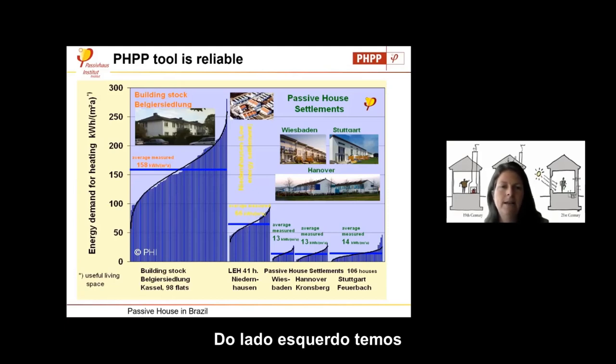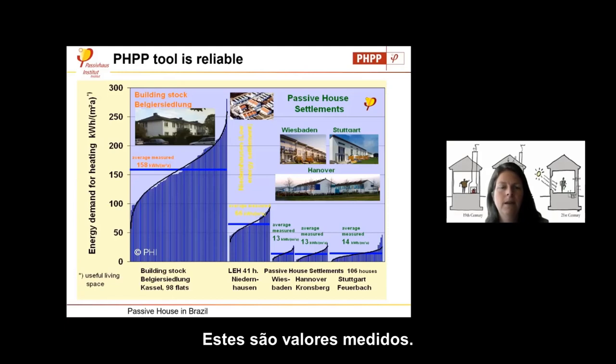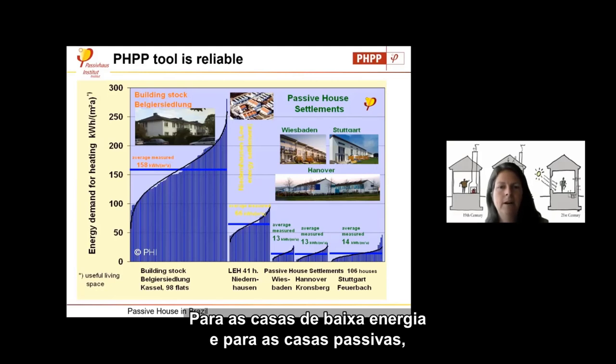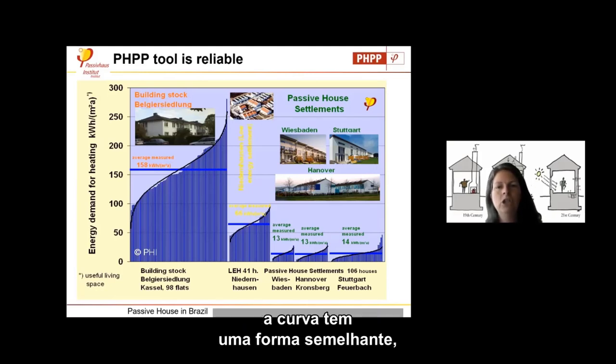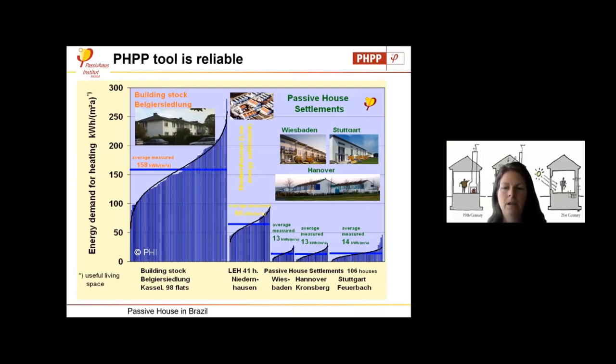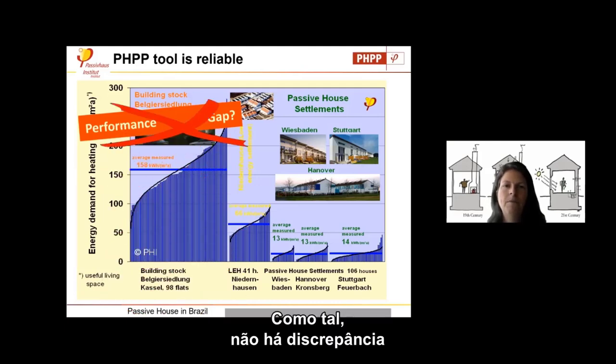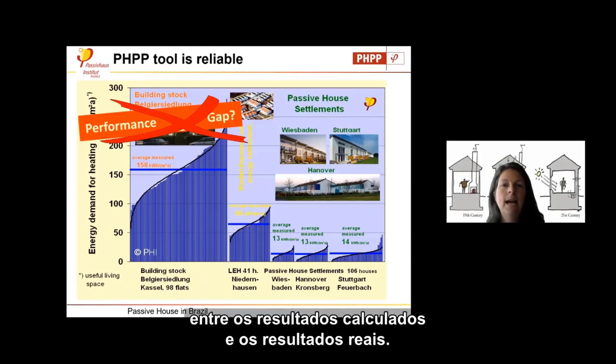Here on the left-hand side is the existing building stock, and the average is 158 kilowatt hours per square meter and year. These are measured values. And for low energy houses and for passive houses, the curve has a similar shape, but much, much lower, up to 10 times lower. And PHPP calculates without a performance gap. So we don't have a discrepancy between the calculated and the real results.